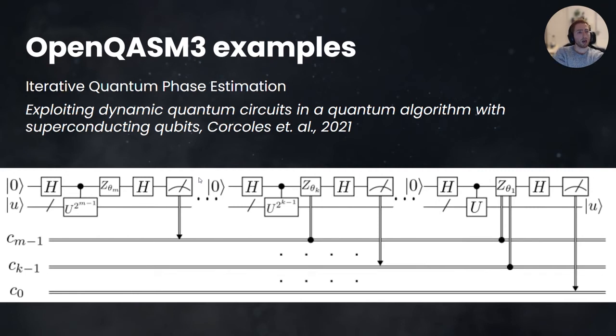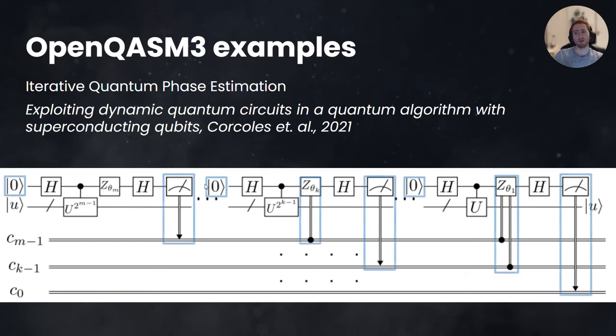I'm not going to go into detail as to why this algorithm works, but this is an example from IBM's paper from last year about dynamic circuits, and an example for an algorithm called iterative quantum phase estimation, which shows that if you have the reset operation and mid-circuit measurements and real-time logic, right, then you can achieve the same results as a naive circuit will achieve with fewer qubits, for example.